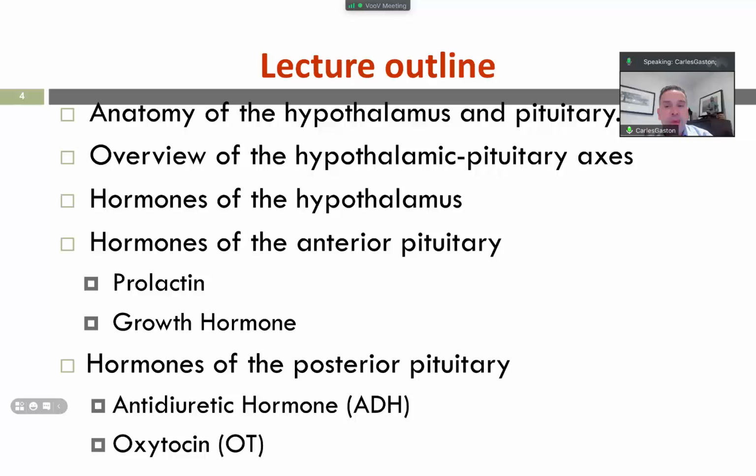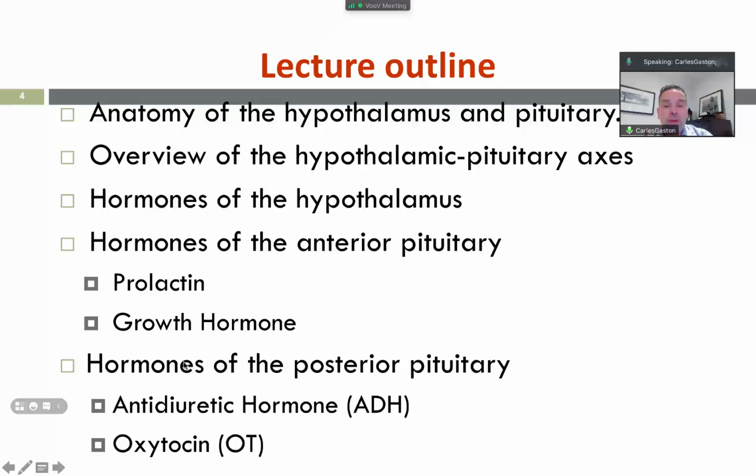So the lecture outline for today is that we're going to first cover the anatomy of the hypothalamus and the pituitary. We're going to give an overview of the hypothalamic pituitary axis, important hormones of the hypothalamus, and the hormones of the anterior pituitary gland. We will mention all the hormones in the lectures that are coming, but we're going to make a special emphasis on prolactin and growth hormone, because in the lecture on Friday we will cover diseases which are important in prolactin and growth hormone secretions.